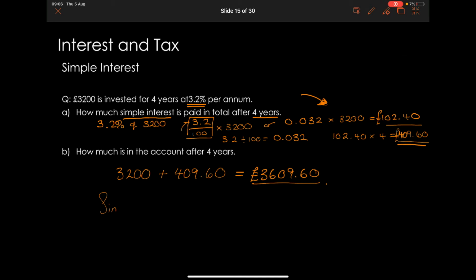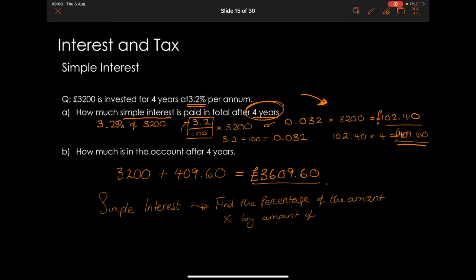So you must remember that in the exam, if you get simple interest as one of your questions, you will just find the percentage, simply like we did at the beginning of the video, find the percentage of the amount, and then you just multiply it by the amount of years. Okay, times by amount of years. And then you add it on to the original amount. Okay, that's simple interest.